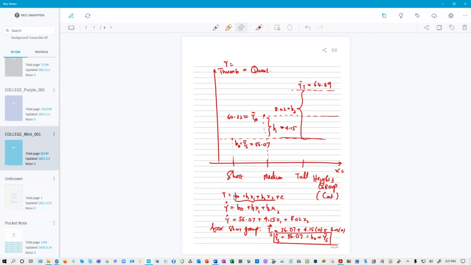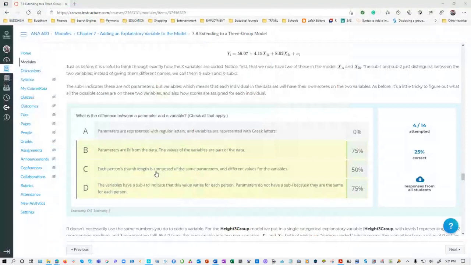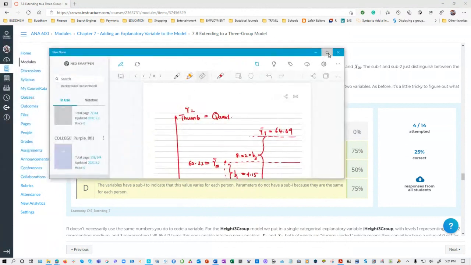See, but these are fitted by the data. That's what they say. That's very clear. Parameters are fit from the data. Values of the variables are part of the data. Each person's thumb length is composed of the same parameter and a different value for the variable. See, everybody's thumb length is going to change, not because of the parameter. The parameter is already fixed.